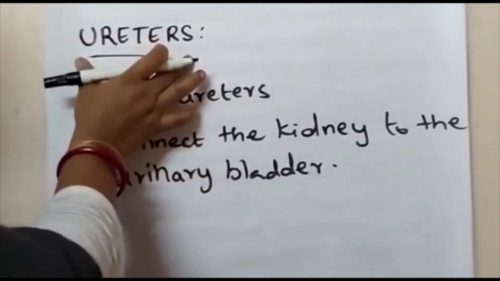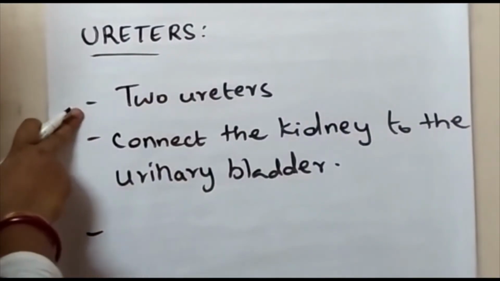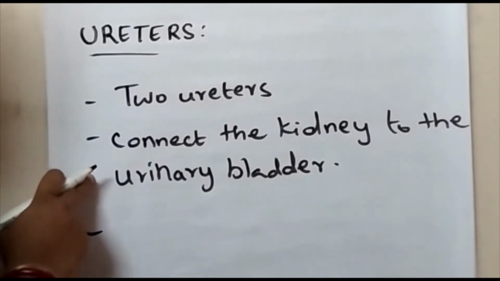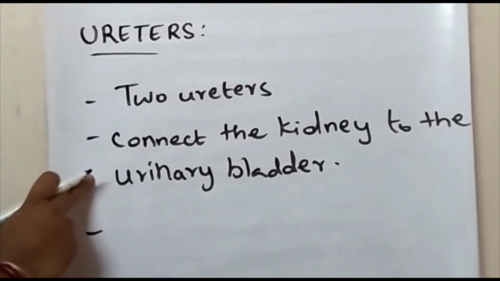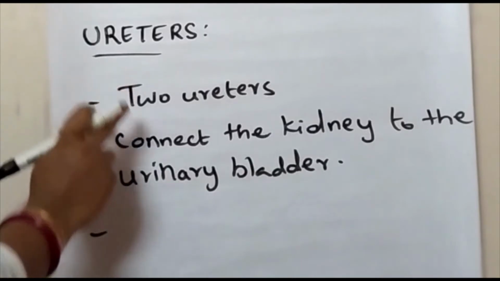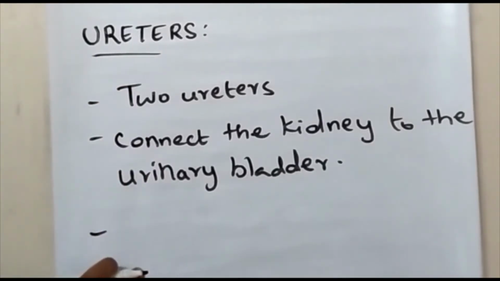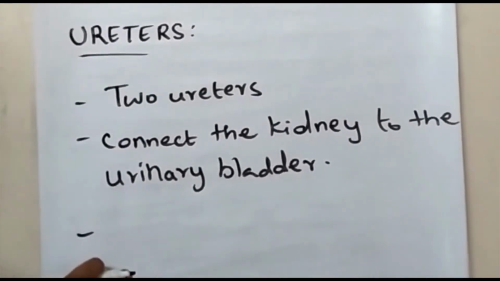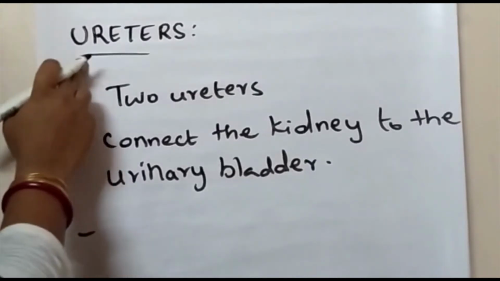The next one is ureters. There are two ureters. They connect the kidney to the urinary bladder. The urine formed in the kidney is collected by the ureter and carried to the urinary bladder. Urine formed in the kidney reaches the urinary bladder through the ureters.